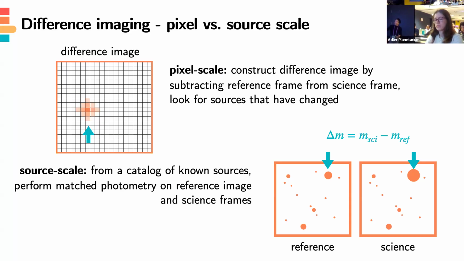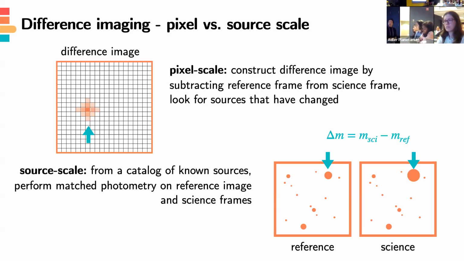And then you look in the pixels of the difference image for sources that have changed. This can be for sources that are changing brightness, but not position. But this is also a great technique if you're looking for things that are changing in position. So for example, if you're searching for comets, those move much, much faster and much more than things that are very far away, like quasars. So pixel scale difference imaging can be a great tool for picking out these comets as they move across your survey.